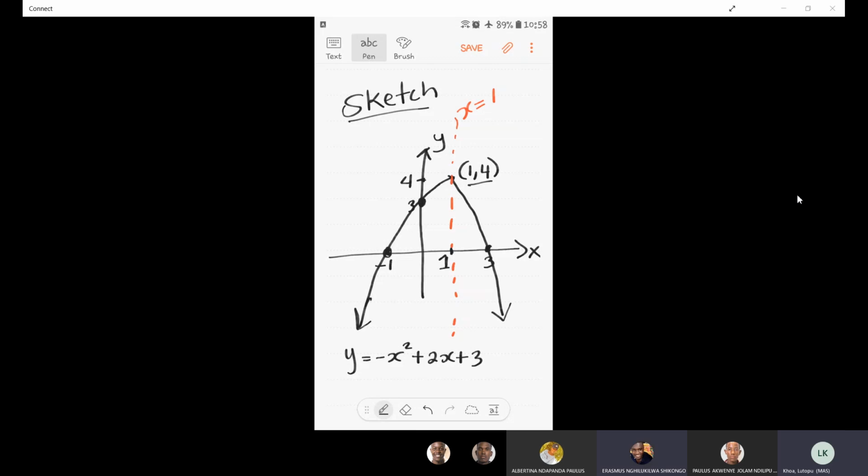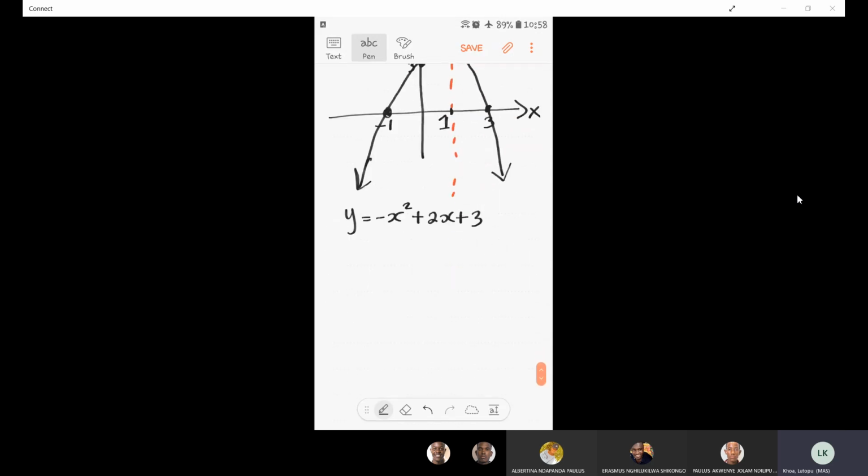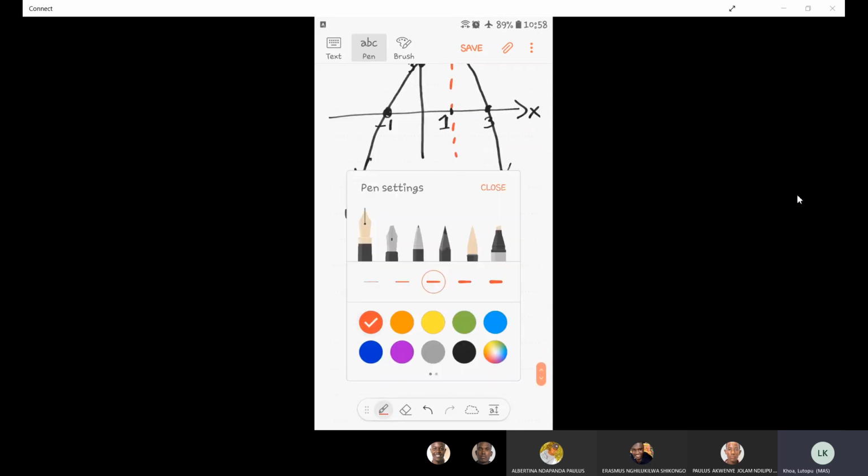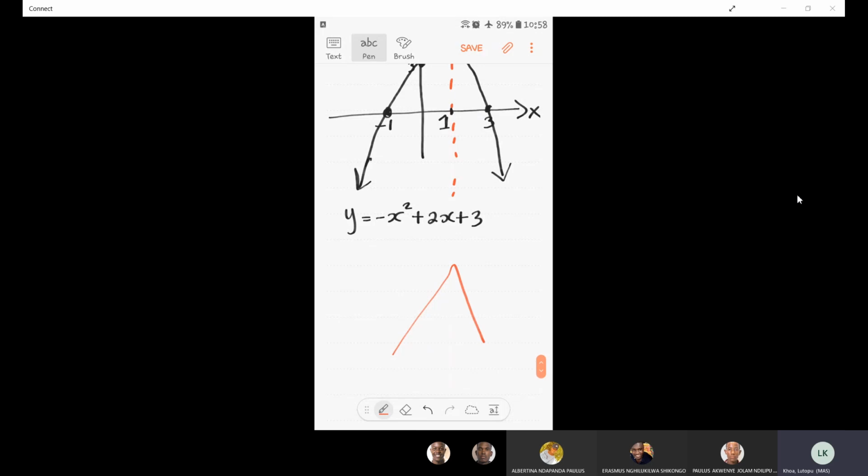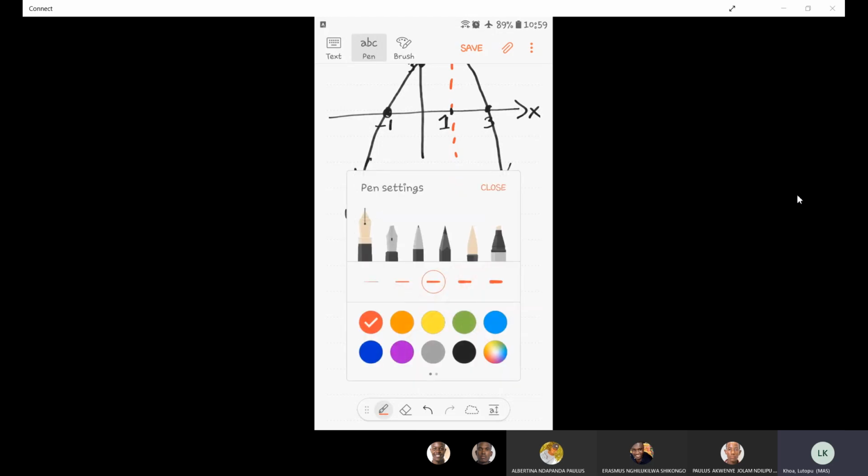Okay, miss. And another important thing is the shape of the parabola. I do not want to see something like this where you draw this and then you tell me that is a parabola. This is definitely not. It must look smooth and it must look like a parabola. It shouldn't look like two straight lines that are meeting at an angle. So that's something to watch out for.